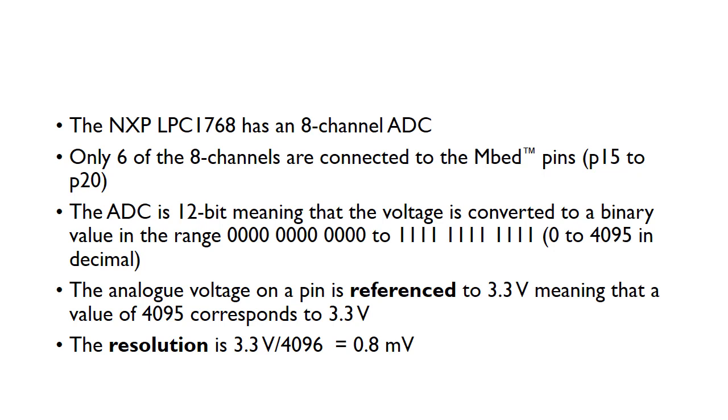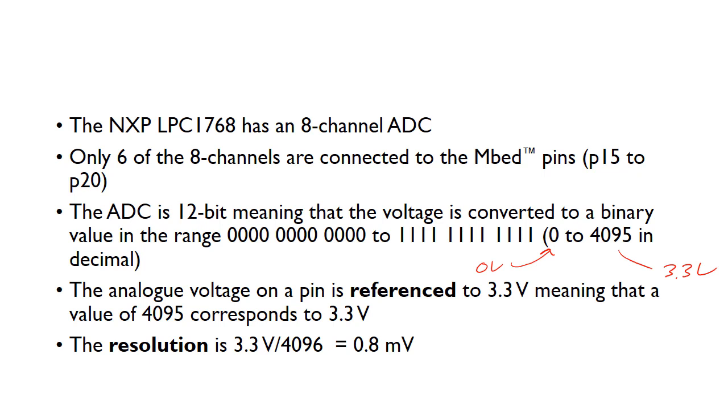It's actually a 12-bit ADC, meaning that the voltage is converted into a binary value in this 12-bit range, from 12 zeros up to 12 ones. In decimal that goes from 0 to 4095. Depending on the voltage, it's going to give us a decimal value in the range 0 to 4095. The actual analog voltage on the pin is referenced to 3.3 volts, so that basically means 4095 is 3.3 volts, and 0 corresponds to 0 volts.